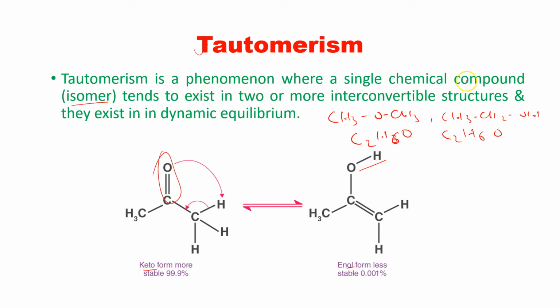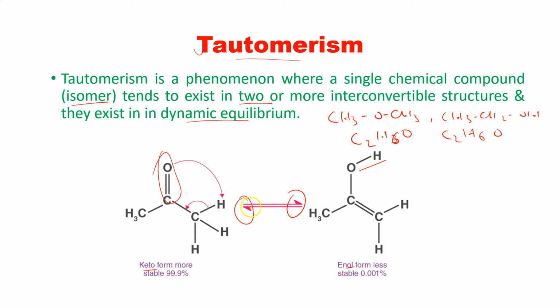It is a single chemical compound, so there are not two different compounds, and they exist in 2 or more interconvertible forms. In this case there are 2 forms, so we could say these are resonance forms again, but this exists in a dynamic equilibrium. That is why it is said to be tautomerism. Dynamic equilibrium means there are 2 different arrows, not a double-headed arrow like in resonance structures. One arrow shows the enol form and one arrow shows the keto form.